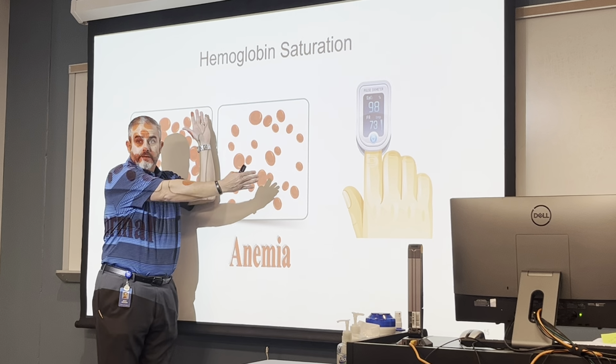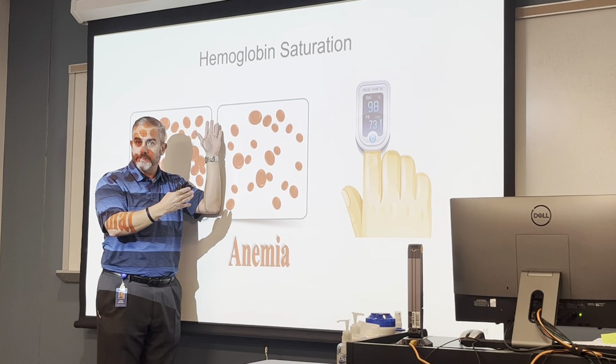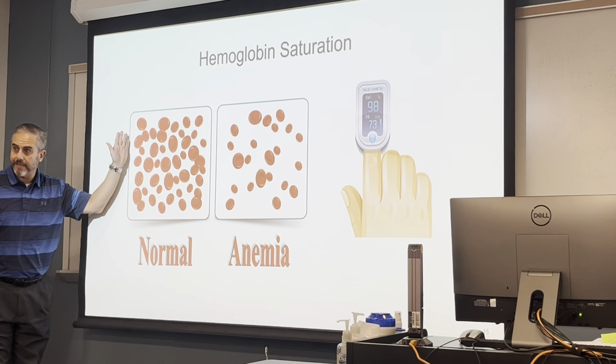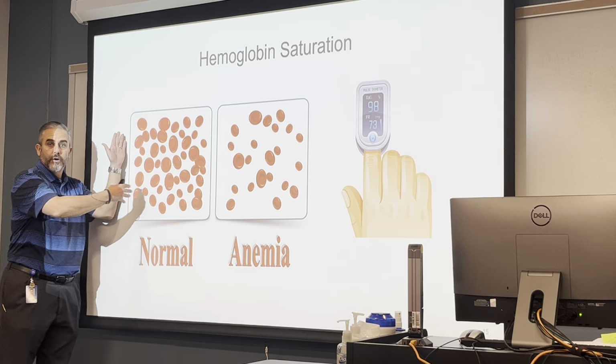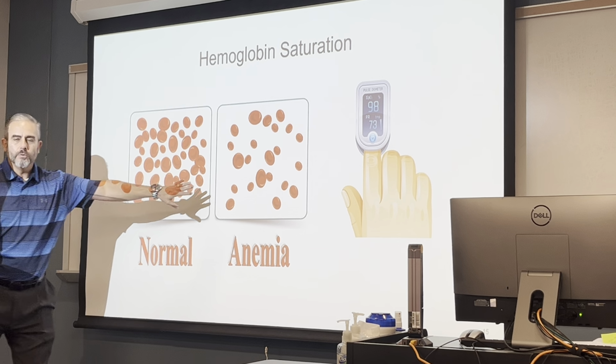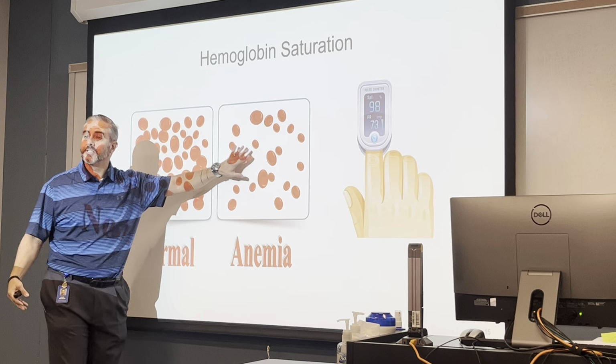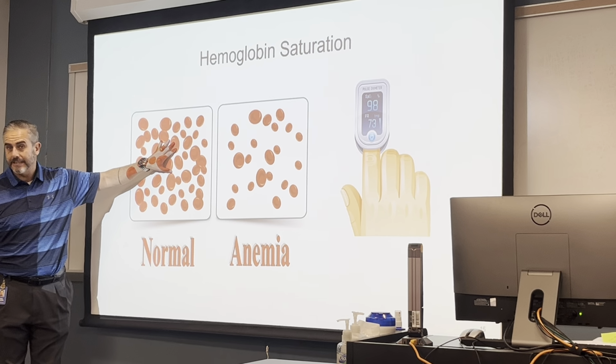And so, if each one of these are carrying 4 molecules of oxygen to the tissues versus what they're supposed to carry, all of these carrying 4, how much oxygen do you think really is getting to the tissues with the anemic patient? Much less than what it should normally be.